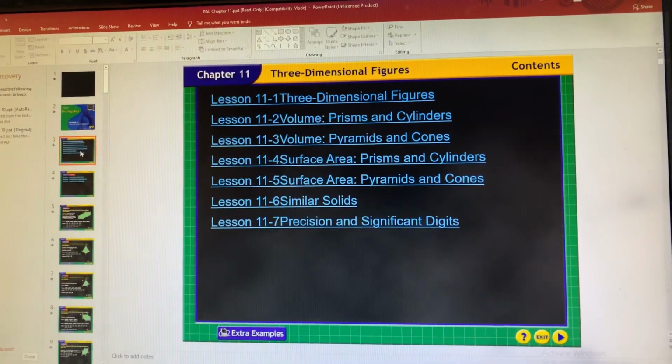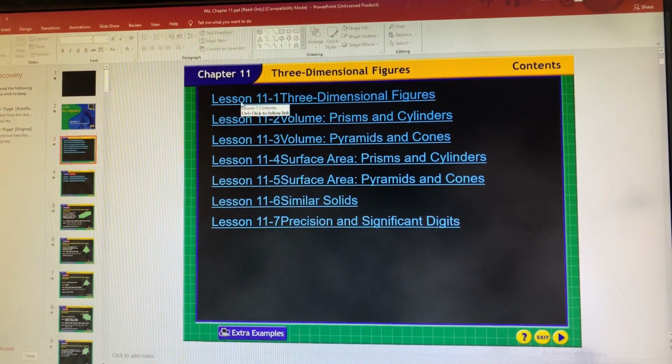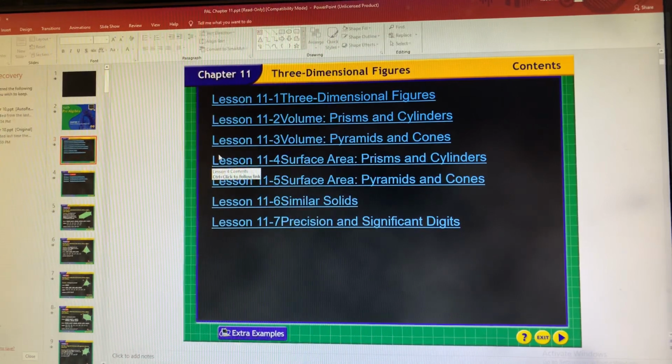Okay, here we go, chapter 11. These are all the different areas that we're going to cover in chapter 11. It's all about three-dimensional figures. So we're going to be covering volume and surface area.